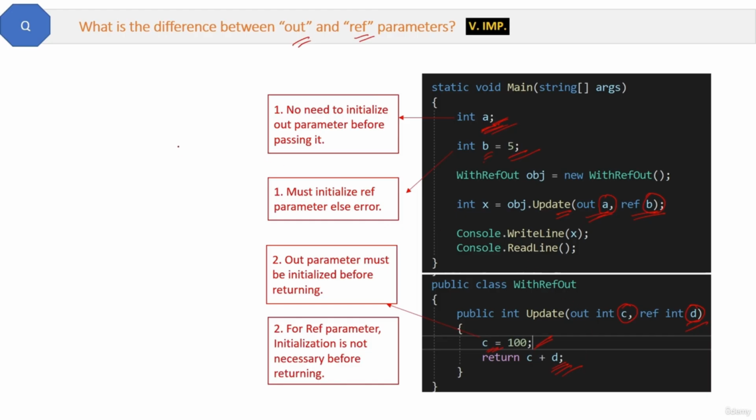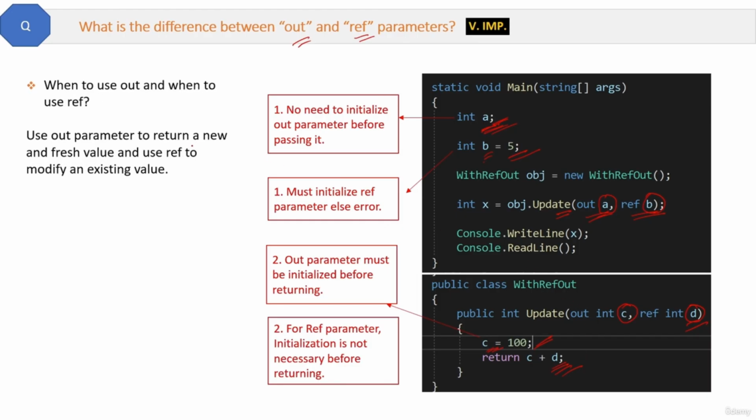In short, you can say when to use out and when to use ref parameter. Use out parameter to return a new and fresh value, okay, and use ref keyword to modify an existing value. I hope the differences and the use is clear to you now.